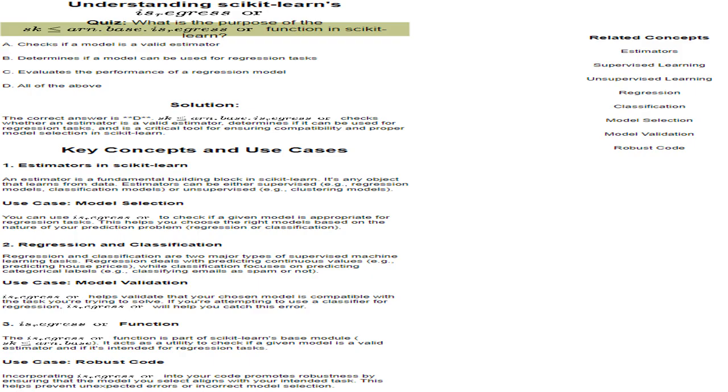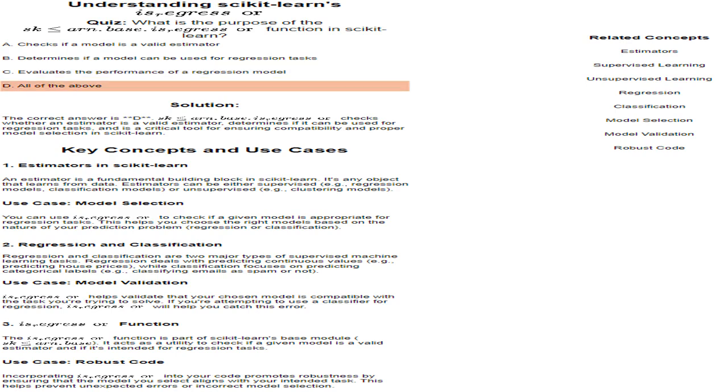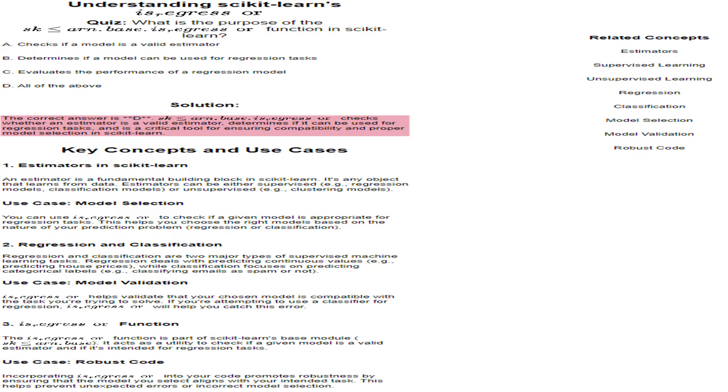What is the purpose of the sklearn.base isRegressor function in sklearn? A. Checks if a model is a valid estimator. B. Determines if a model can be used for regression tasks. C. Evaluates the performance of a regression model. D. All of the above. The correct answer is D. sklearn.base isRegressor checks whether an estimator is a valid estimator, determines if it can be used for regression tasks, and is a critical tool for ensuring compatibility and proper model selection in sklearn.